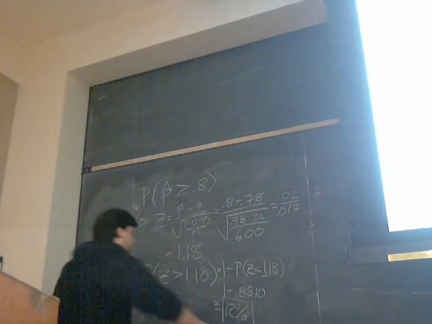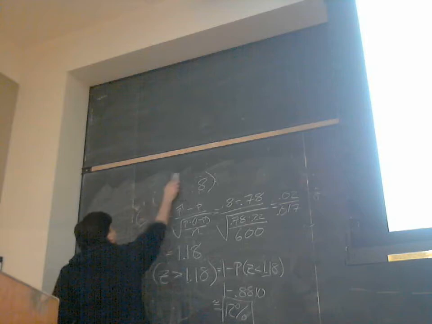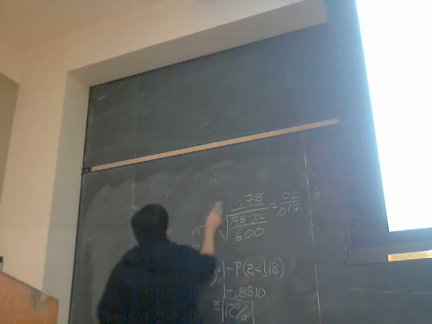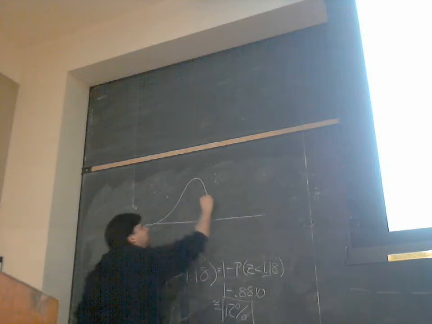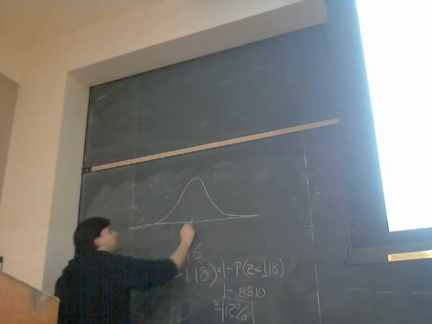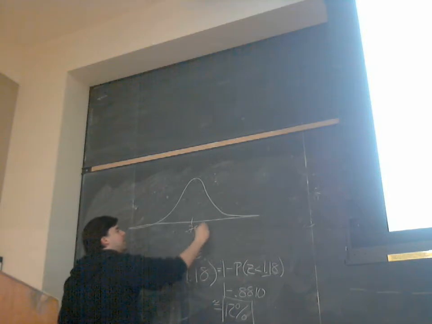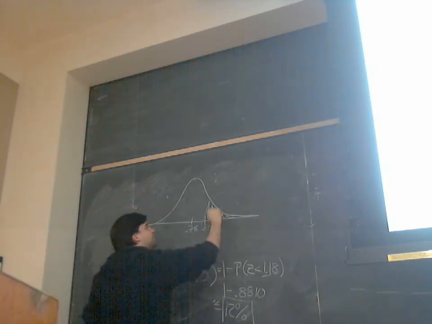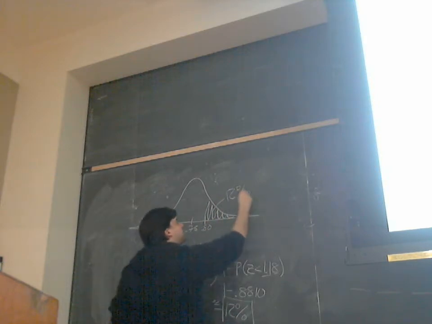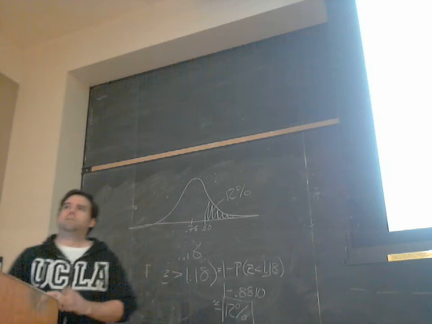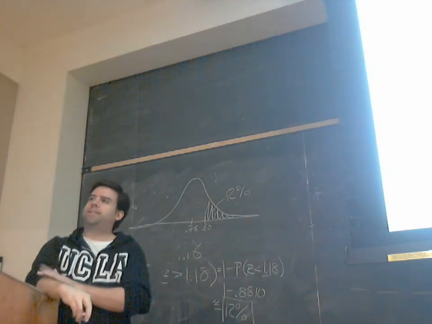To illustrate it, the central limit theorem tells me the sampling distribution is normal. Here's my 0.78 in the middle. I want the probability that I get 80% or more. So this shaded area is the 12% that we arrived at. Questions there?